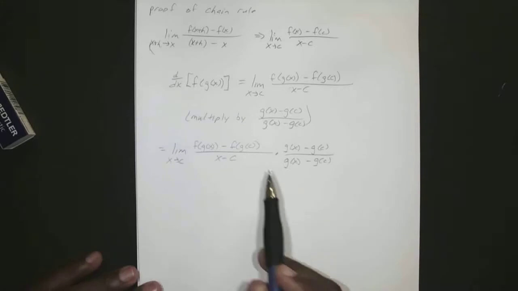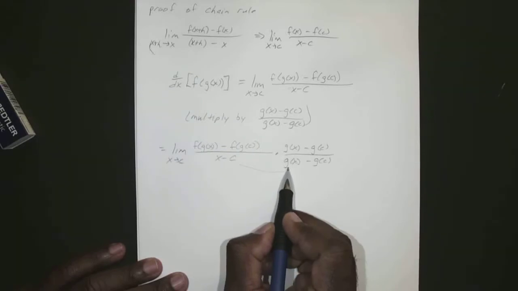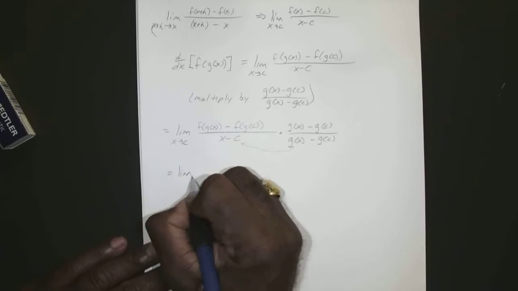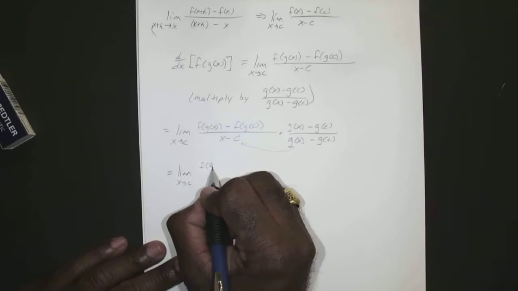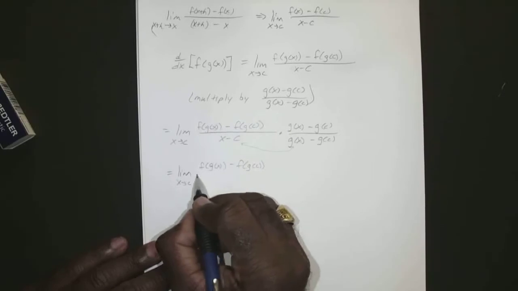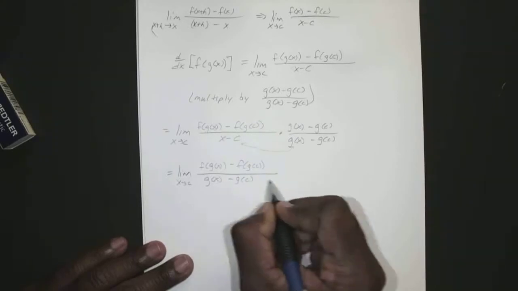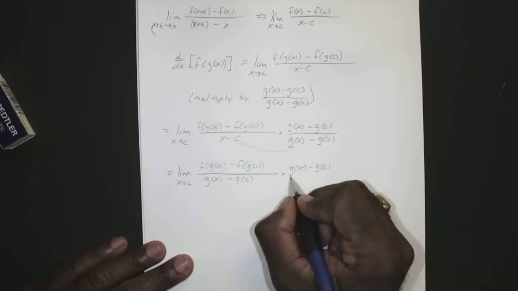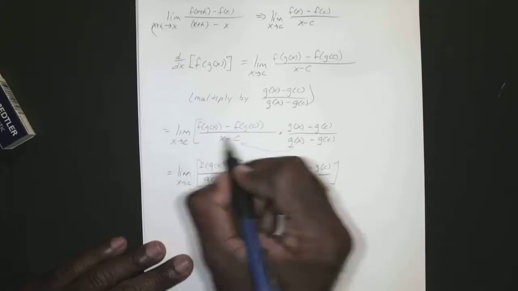Okay, so since this is multiplication and it is commutative, we're actually just going to switch those two. So the limit as x approaches c of f of g of x minus f of g of c all over g of x minus g of c times g of x minus g of c all over x minus c. Okay, so that's the limit of that entire thing.